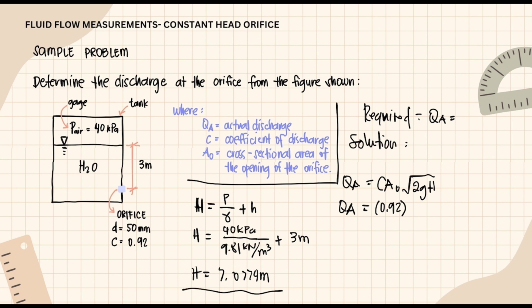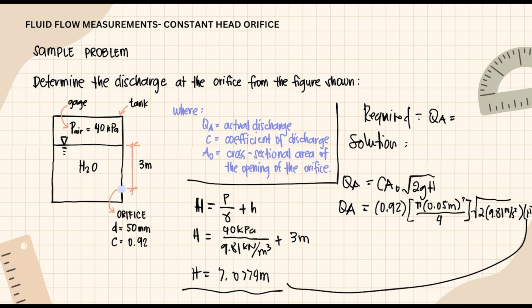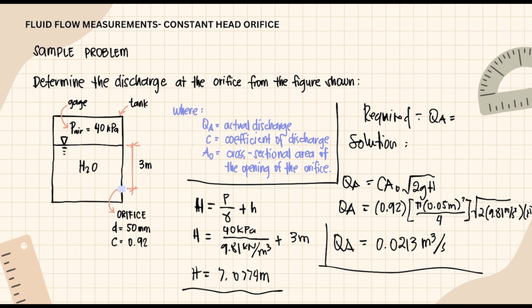Now we have the value of the head of the water, so we can easily input the given values into the equation. So we have 0.92 for the coefficient of discharge times the cross-sectional area, which is pi times 0.05, the diameter, squared over 4, times the square root of 2 times the gravity, which is 9.81 meters per second squared, times the head of the water that we got earlier. We can now easily input the given values into the calculator, and we have an actual discharge of 0.0213 cubic meters per second.